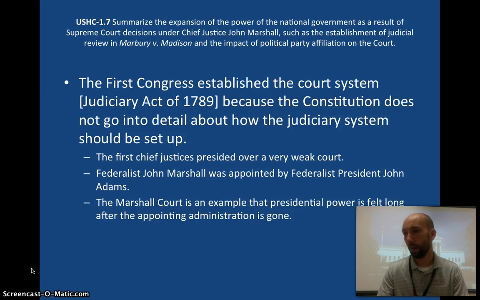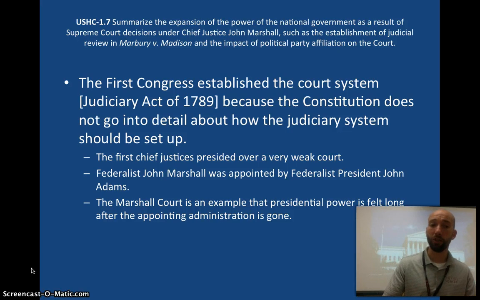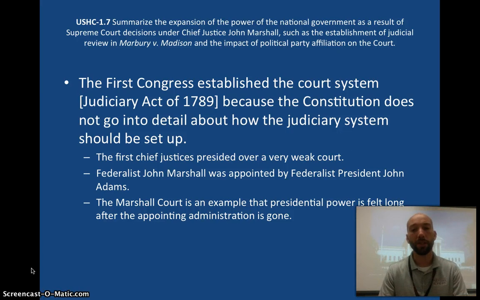John Marshall was appointed by John Adams. John Adams was a Federalist, so he appointed a Federalist, John Marshall. And the Marshall Court is an example that presidential power is felt long after the appointing administration is gone. So for instance, if there's a vacancy on the Supreme Court right now, then President Obama gets to pick somebody, and that person will then serve for life. So even though President Obama only has a couple more years on his presidential term, his power is still going to be felt after that. And that's the way it was with the Marshall Court.